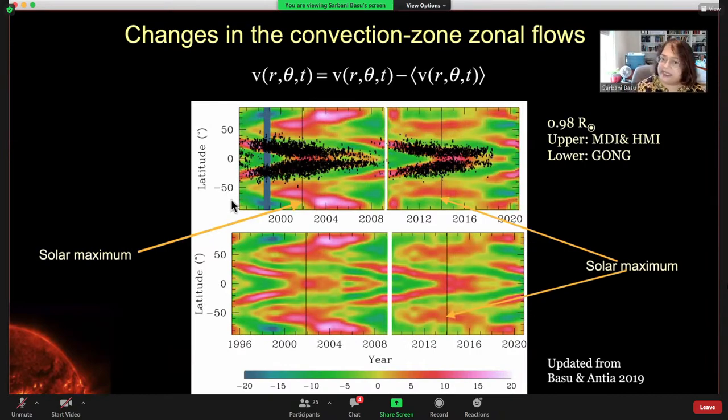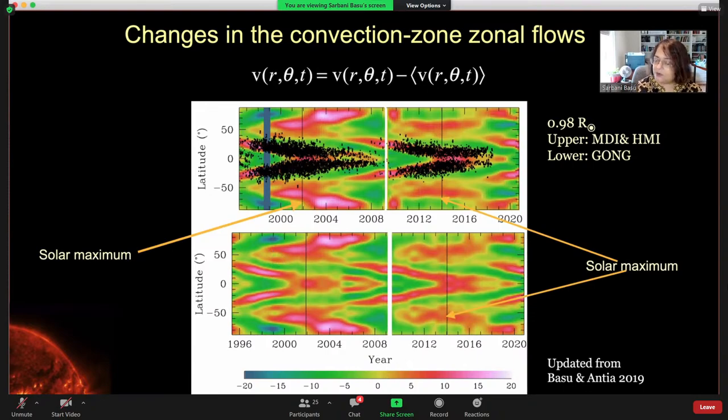So what can you see here? You can see prograde flows that go from the mid latitudes towards the equator as the solar cycle progresses. And you also see prograde flows that go from the same active latitudes towards the poles as the solar cycle progresses, and that sunspots coincide with the equatorward prograde flow.